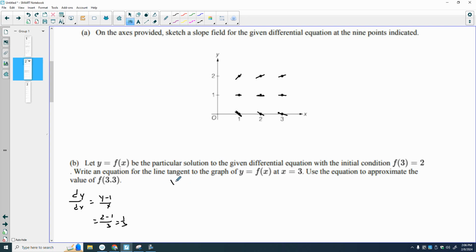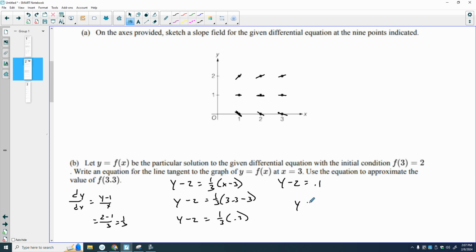Looking for the equation of the line tangent gives me y minus 2 equals 1/3 times x minus 3. They want it at 3.3, so I have y minus 2 equals 1/3 of 3.3 minus 3. And we get y minus 2 equals 1/3 of 0.3. Remember last time I went to a fraction? You totally could. 3/10. This comes out nice and neat. I can see that right away. So I have y minus 2 equals 0.1. Right? 1/3 of 0.3 is 0.1.